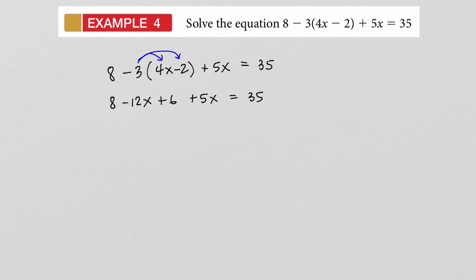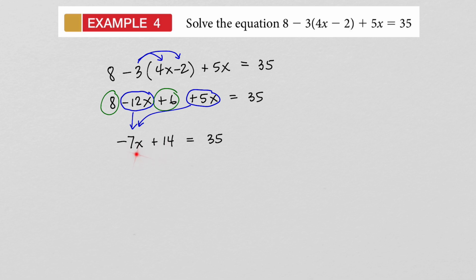Now we're going to combine like terms. So notice I have a negative 12x and a positive 5x. Those will combine together to give us negative 7x. And then positive 8 and positive 6 is positive 14, and then equals 35. So you can see the left-hand side simplifies into negative 7x plus 14. Now there's nothing else I can do to simplify this.